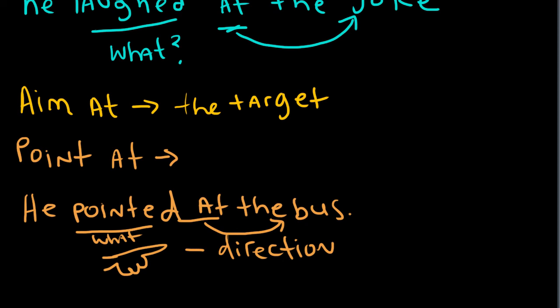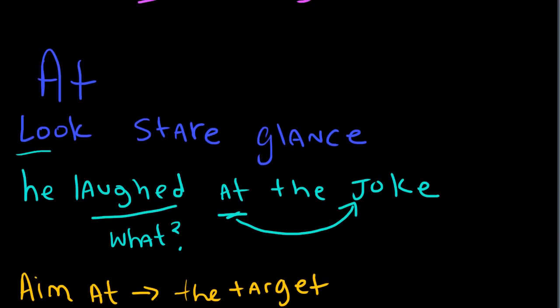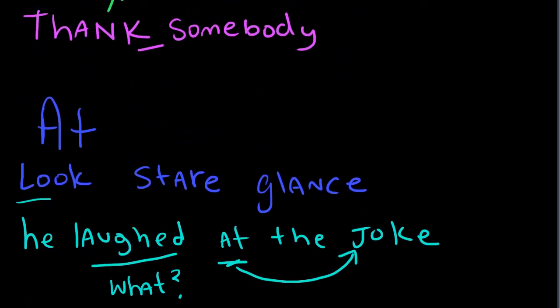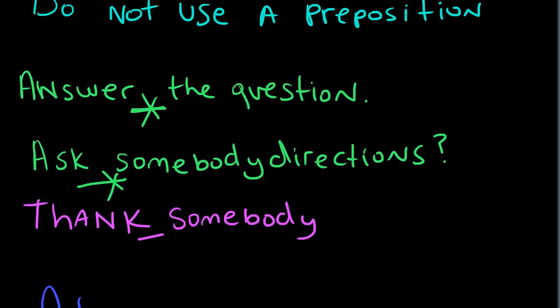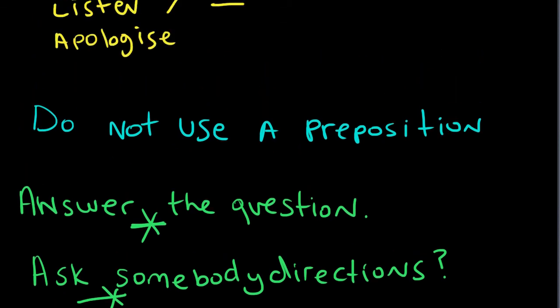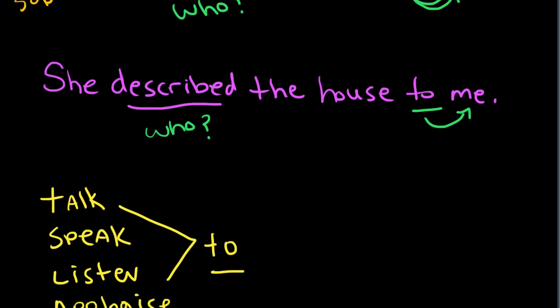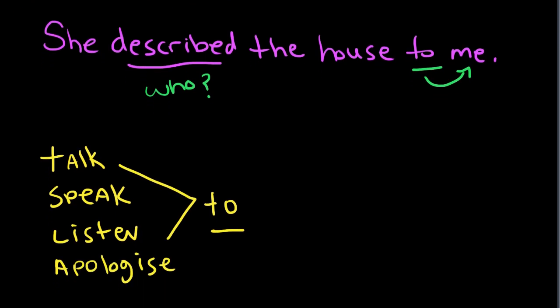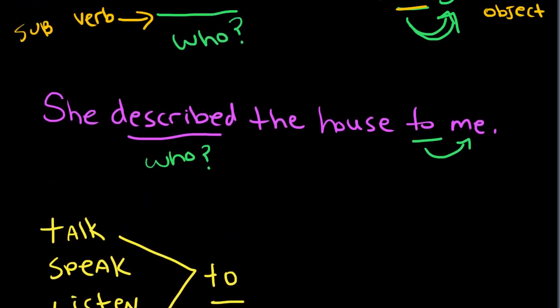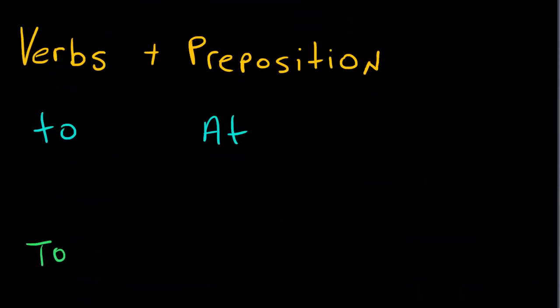Okay, so I hope this video has helped you to understand how we use at with point at, aim at, laugh at, look at, stare at, and glance at. And that you understand we do not use a preposition with answer, ask, or thank. And that we do use a preposition to with talk, speak, listen, apologize, describe, and explain. And so that's how we use verbs plus a preposition with to and at.